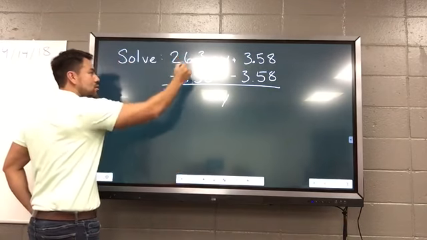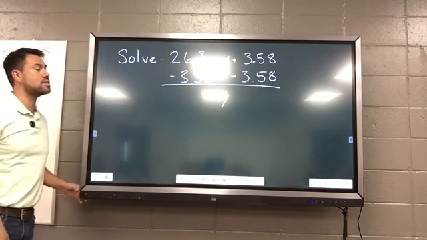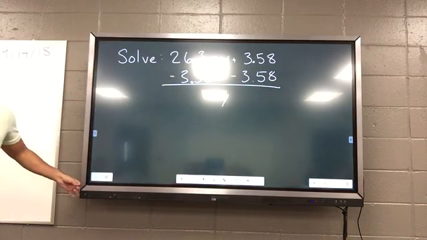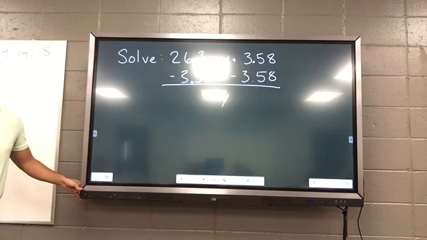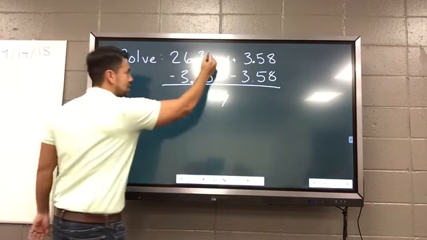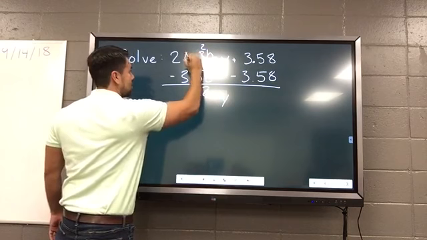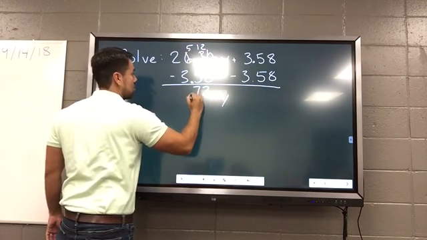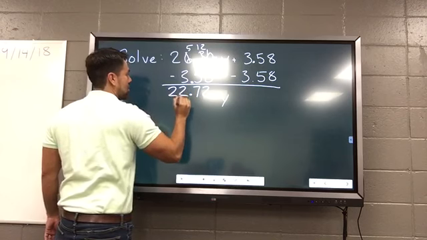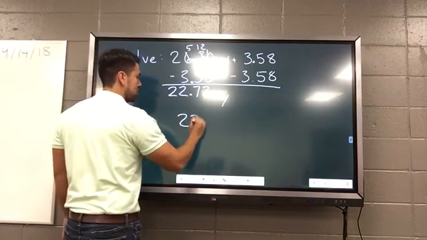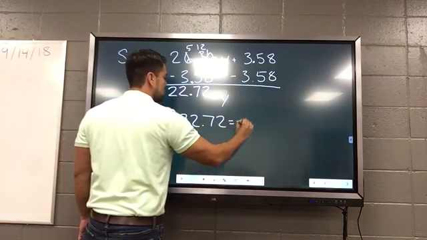Okay, but 26.3 minus 3 and 5800ths. What do you have to do when you're adding or subtracting decimals? You have to line up the decimals. So I think we can do it right here. Borrow if you need to. Positive or negative? Positive. So I'm going to write 22.72 equals y.